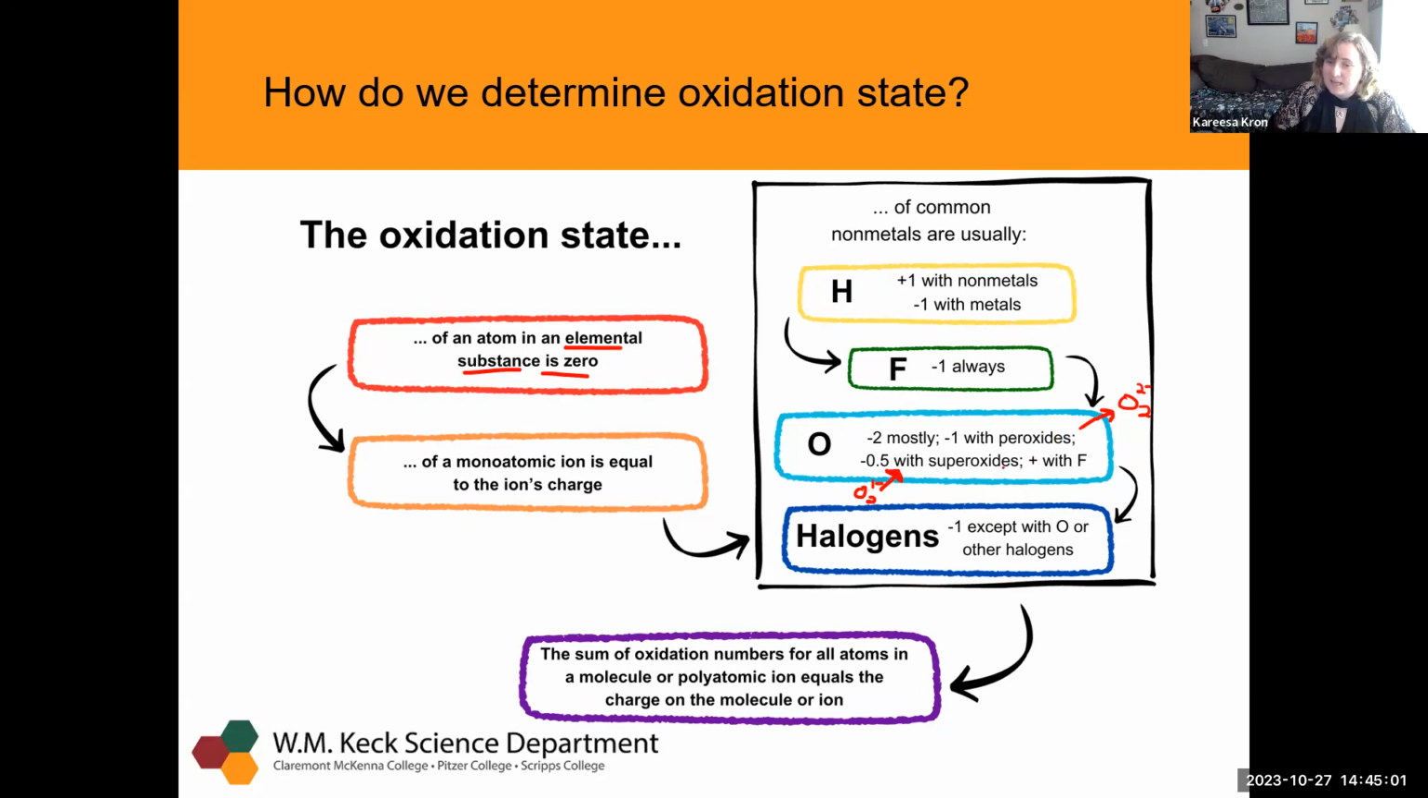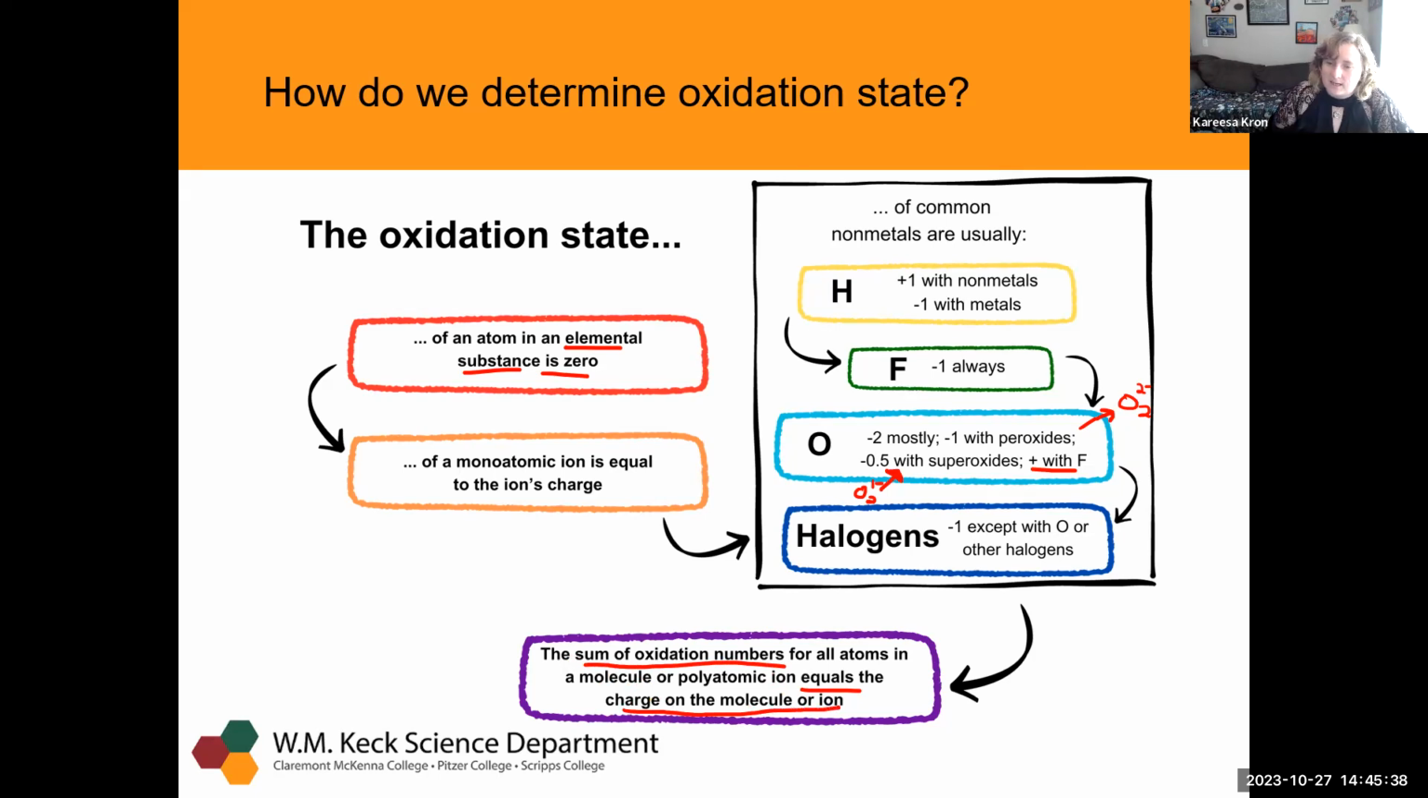And then if oxygen is bound with fluorine, it can potentially be forced to be positive because fluorine will always have a -1. And then if you get to the rest of the halogens, then you're going to have a -1 unless you're interacting with oxygen or some other rule that precedes this. And then to determine any remaining oxidation states, what you can use is that the sum of those oxidation numbers must equal the charge on the molecule or the polyatomic ion.